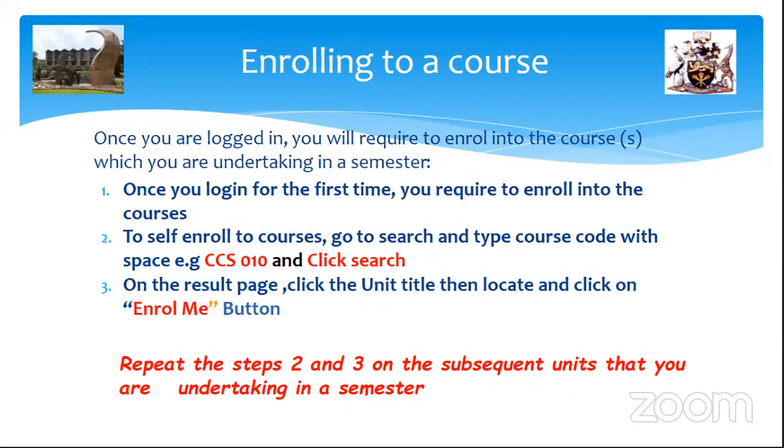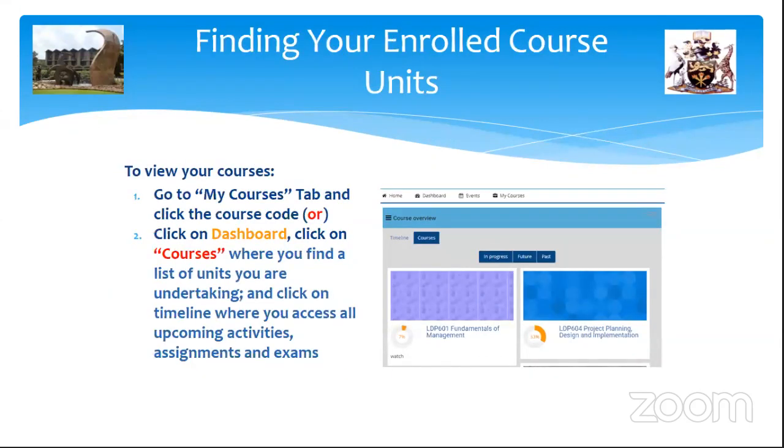We will take you through this when we are doing the demo so that you can exactly follow up. Then repeat step 2 and step 3 on the subsequent units or courses that you are undertaking in the semester until you have enrolled yourself for all the courses. If you want to find your enrolled courses, then you go to the My Courses tab and click the course code.